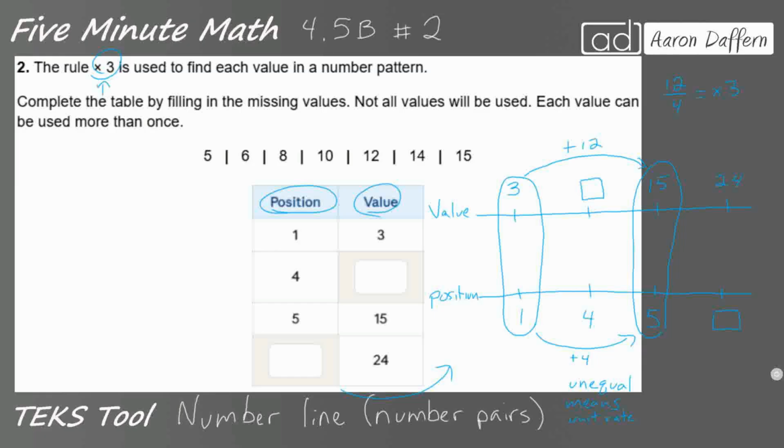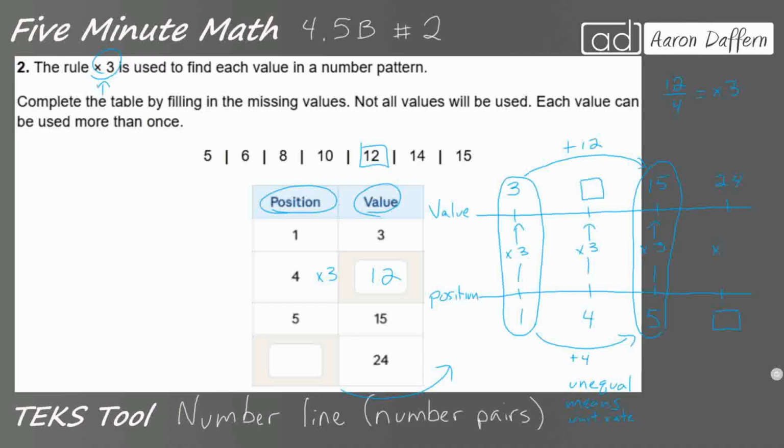So now what we can do is just apply the multiply by 3 all the way up. Okay? So we're going to multiply by 3. So 4 multiplied by 3 is going to get us 12. All right, so that's our first answer. It's 12.